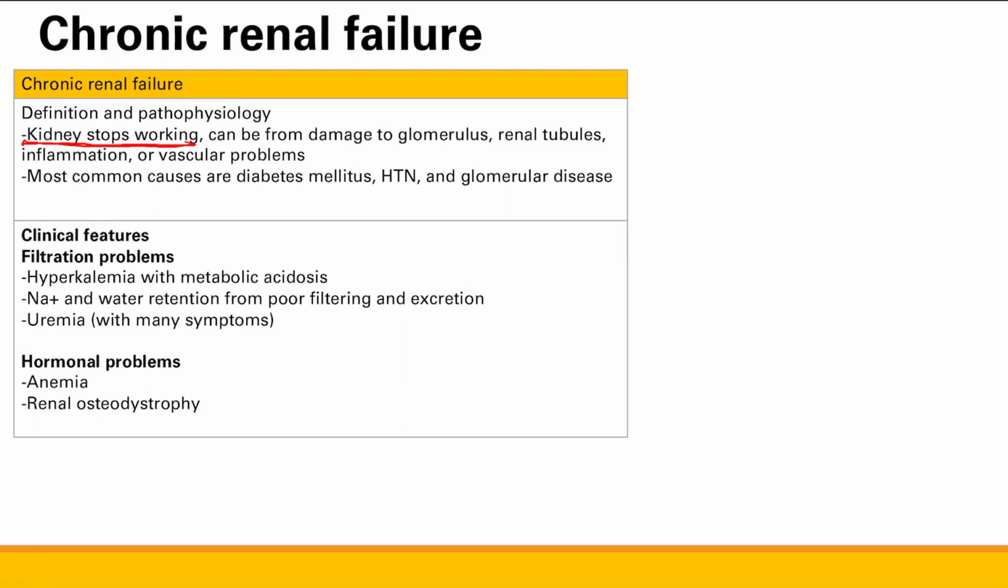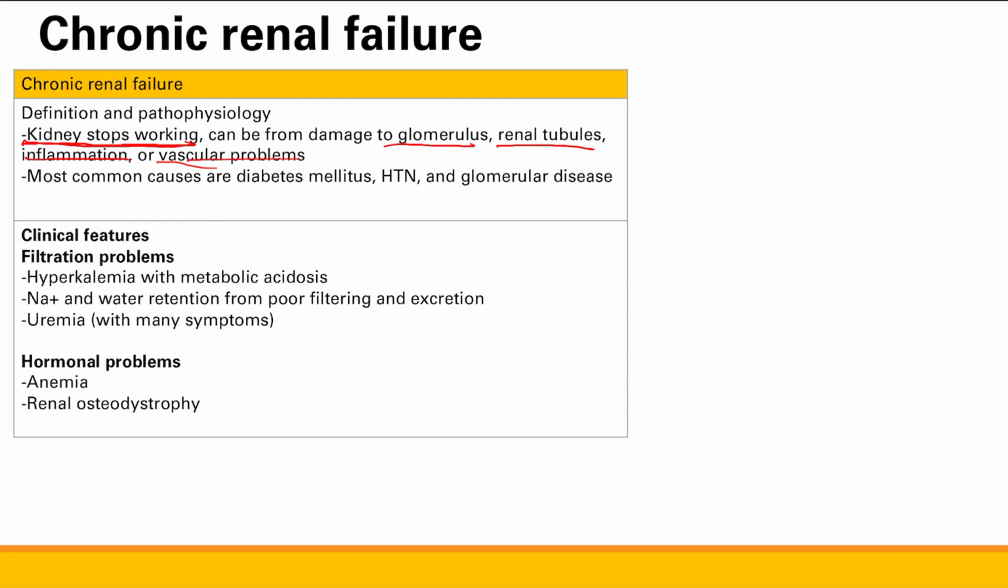Let's say you have ATN, you get damage to the tubular cells, but 2 to 3 weeks later, hopefully your tubular cells can regenerate, and you go back to at least close to normal function. Here your kidney stops working. The etiologies are just damage to the kidneys, to the glomerulus, to the tubules. You can have inflammation, or you can have vascular problems, okay? Vascular problems also lead to damage to the kidney because the blood needs to perfuse the kidney.